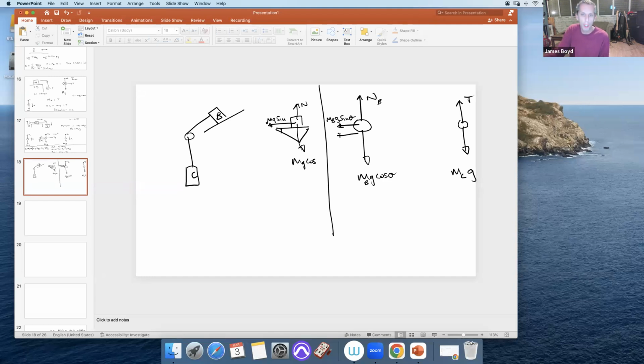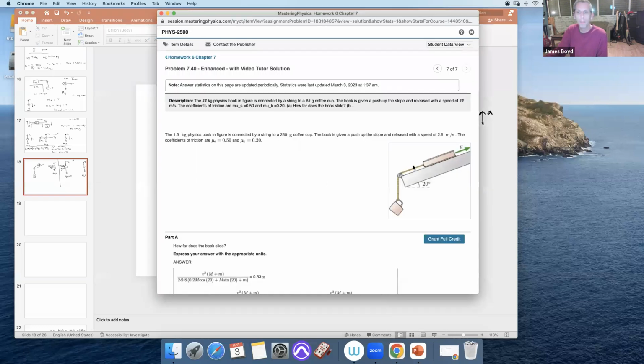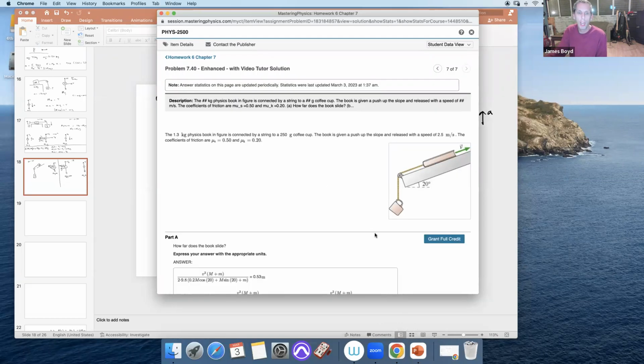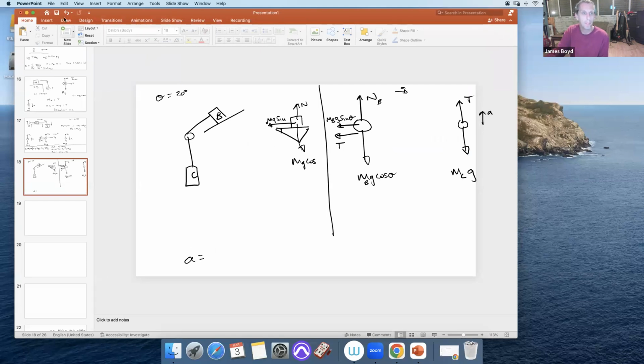So I need to make sure I also have a tension here. And I'm going to assume that this thing's going to go up the incline, A. So if I look at this problem, the book's sliding up the incline. I know my angle's 20 degrees. But now, assuming that it's sliding, so assuming that it's heading up the incline, I need to find the acceleration first. It has a coefficient of kinetic friction, mu k, of 0.20.